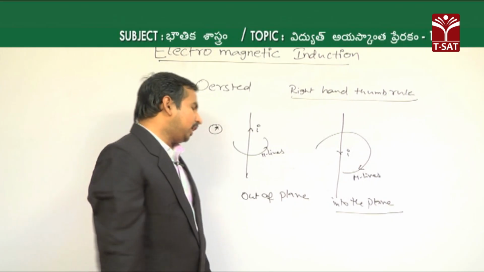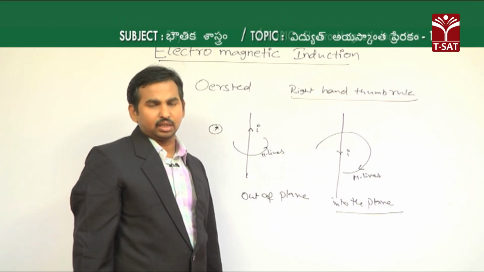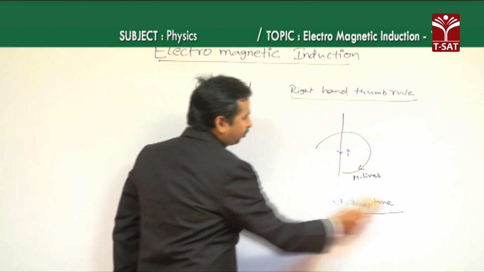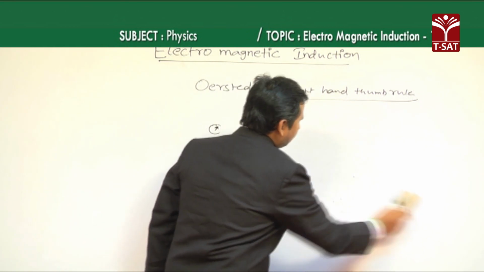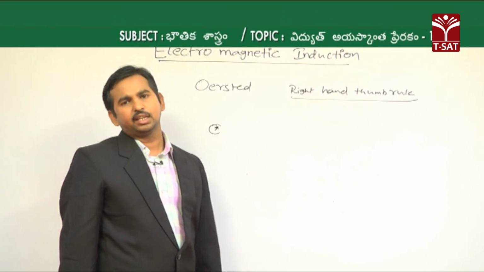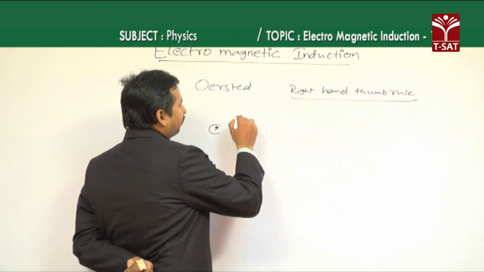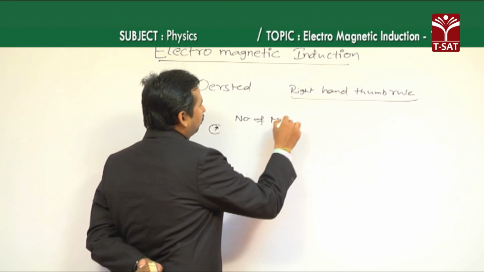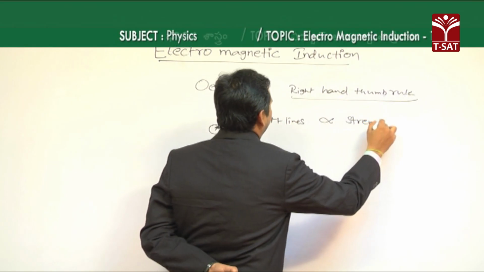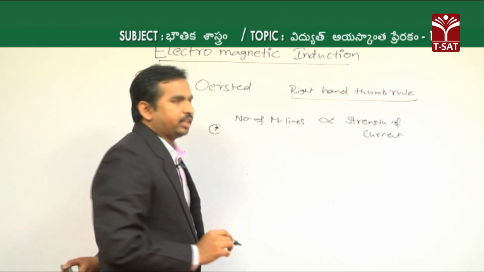Okay. Now, if you are taking the magnetic lines of force around this straight current carrying wire, if you see the properties here, these magnetic lines of force are always directly proportional to the current. Whenever you increase the strength of the current, gradually the number of magnetic lines of force also increases. The number of magnetic lines is directly proportional to the strength of the current.